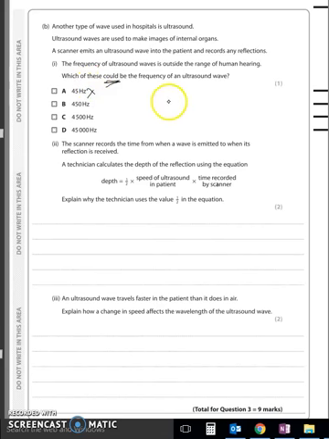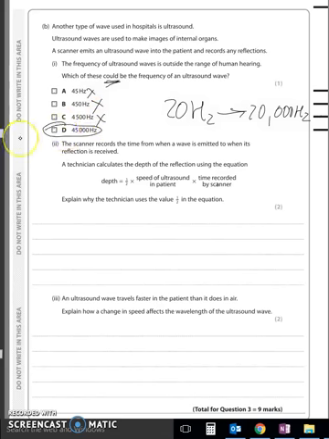Well, that's within our hearing. We should remember that our hearing is that. That's the range of hearing for a human. So it can't be that one, and it can't be that one. So if it's above the range of hearing, it has to be that one.